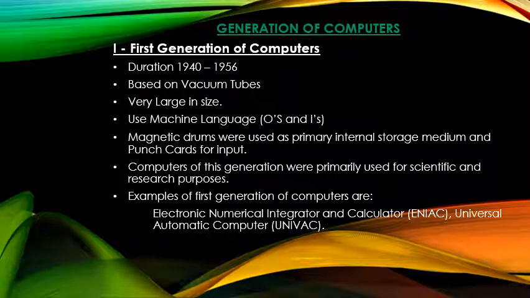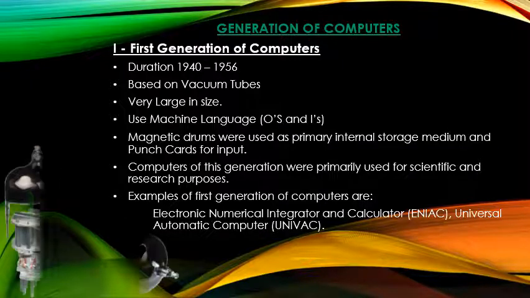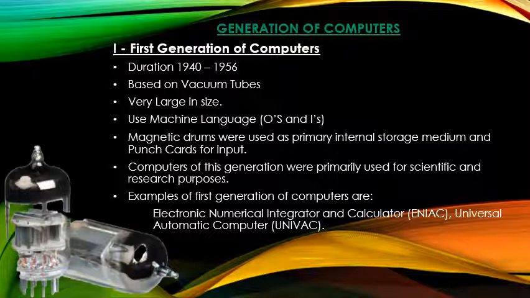Example of first generation of computers are electronic, numerical, integrator and calculator, and the short form is ENIAC, and universal automatic computer, the short form is UNIVAC. This picture is showing the type of computers used in first generation, the technologies.